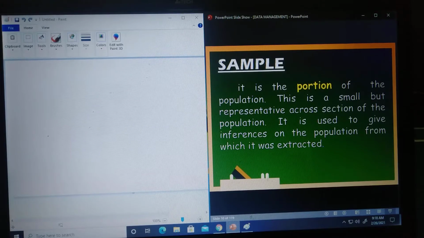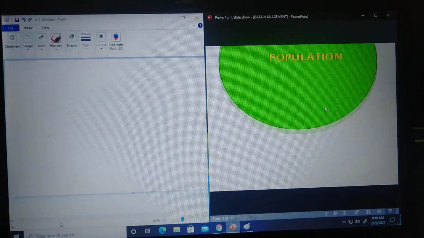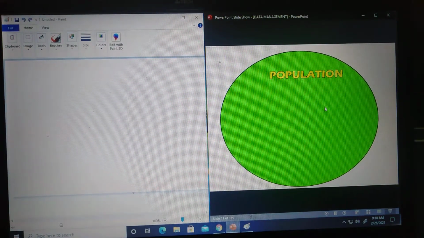Ganon po yun. Diba? Kasi as a researcher kasi ang hirap din naman na gamitin or mag-conduct ng survey or ng study ng buong population. Kaya ang ginagawa, we have the so-called random sampling. Now, these samples, they will represent the population. Okay? So, for example, ayan, the big circle is the population. Yung portion niya lang is sample.